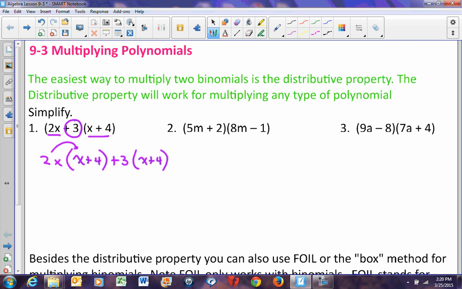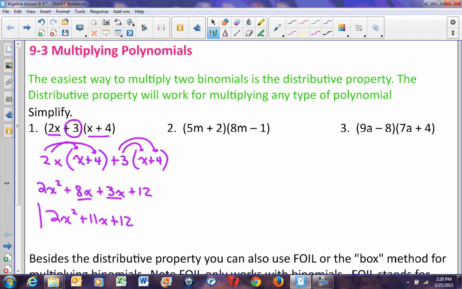2x times x is 2x squared, because remember you add the exponents. 2x times 4 is 8x. 3 times x is 3x. And 3 times 4 is 12. Now we will combine like terms. 8x and 3x is 11x, so we have 2x squared plus 11x plus 12.